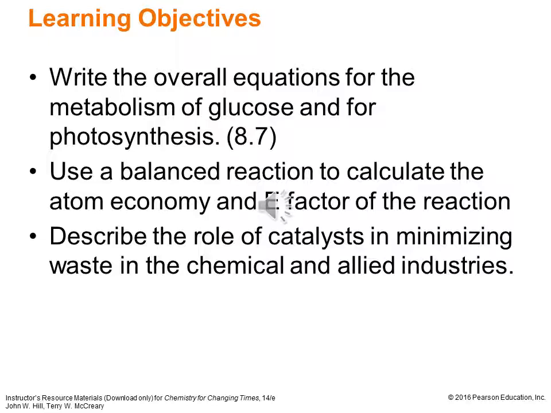Finally, we'll write the overall equations for the metabolism of glucose and for photosynthesis. We'll use a balanced reaction to calculate the atom economy, if you remember that term from green chemistry, trying to keep the number of atoms in the reactants and desired product as economical as possible. And we'll look at the E factor of reactions. And finally, we'll describe the role of catalysts in minimizing waste in the chemical and allied industries, in particular by decreasing temperature and therefore decreasing all that waste heat that's a byproduct. So lots to do. Let's get right to it.